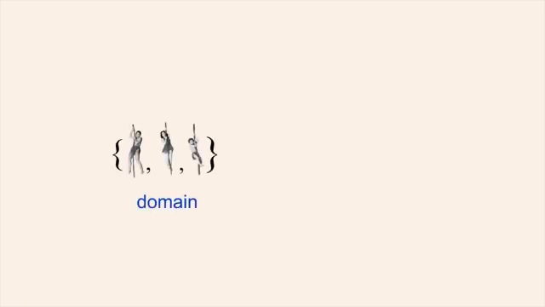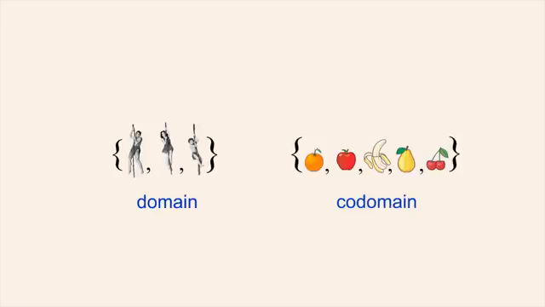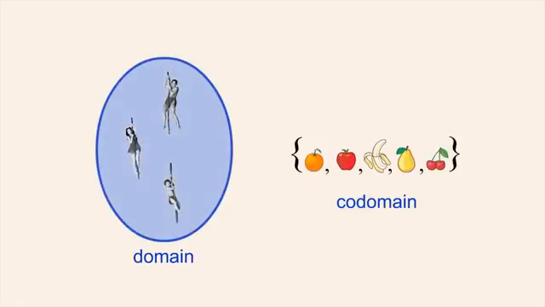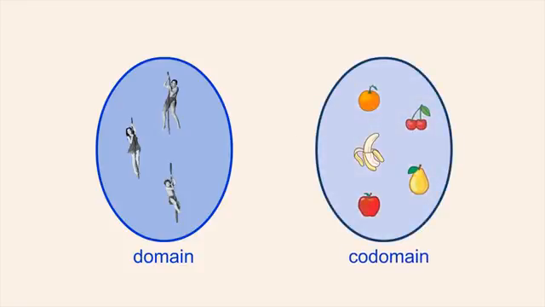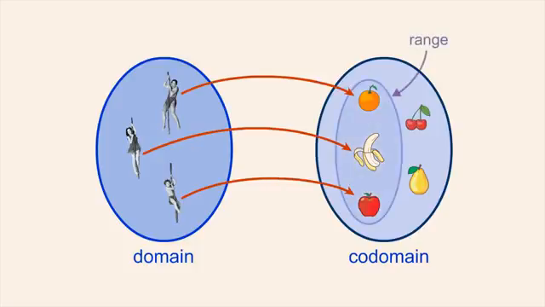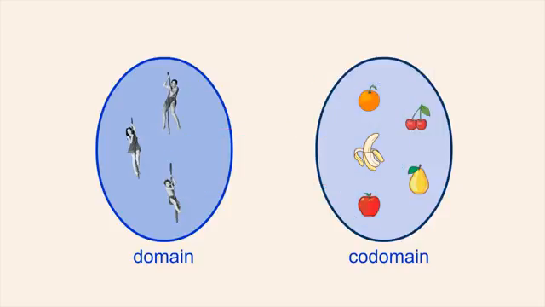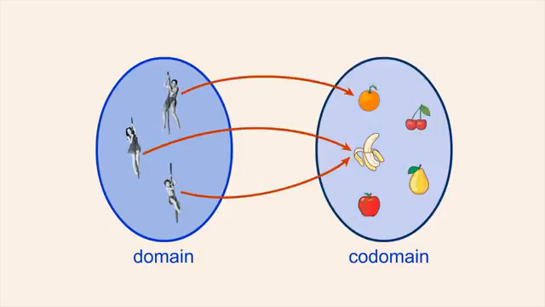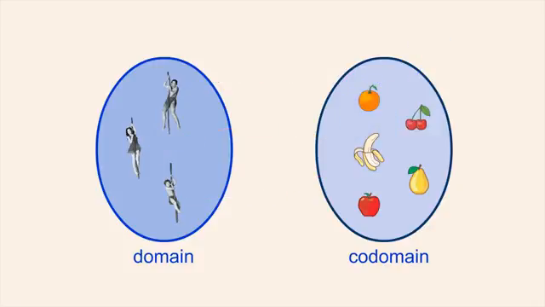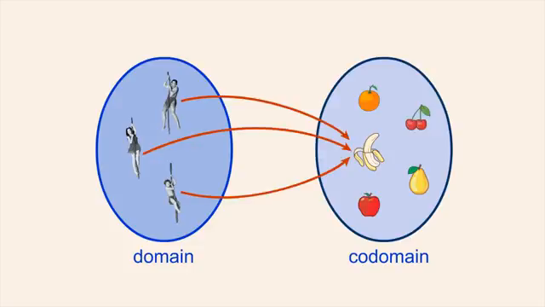For example, let's say that the domain contains Tarzan, Jane, and Boy, and the codomain contains types of fruit. We could create a function which relates each person in the domain to their favorite fruit in the codomain. For example, if each person had a different favorite fruit, then the range would be a subset of the codomain containing 3 fruits. Or if 2 people had the same favorite fruit, the range would be a subset containing 2 fruits. Or perhaps everyone had the same favorite fruit. Then the range would be a subset of the codomain containing only 1 fruit.